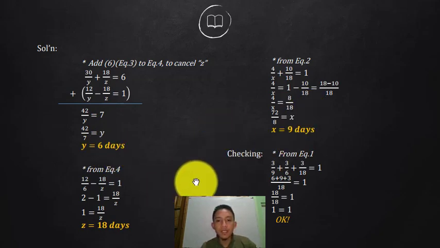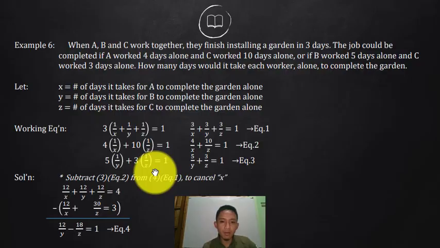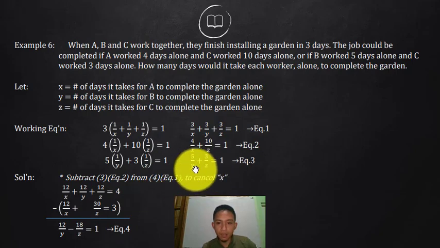And then I need to find out x, how fast or the number of days A will finish the job. So, where will I get that one? Maybe go back again to the equations. Where will I find x? I cannot find that in equation 3. Maybe I can use equation 1 or equation 2, but this is very long. So, maybe I will use equation 2.